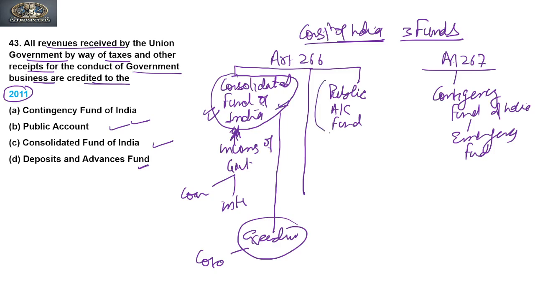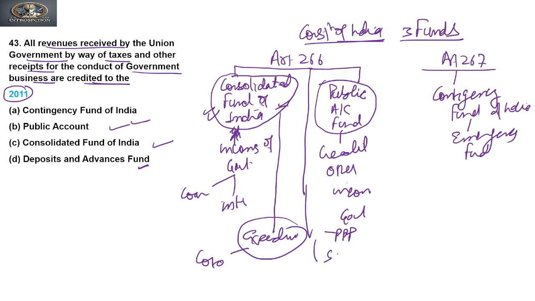And when we talk about the Public Account Fund, this account is created to credit other incomes of the government which are not covered under the Consolidated Fund of India, like PPF, Provident Fund, savings account money, any license fees. These will be credited into the public account, and court fees also come under the public account of India, right?